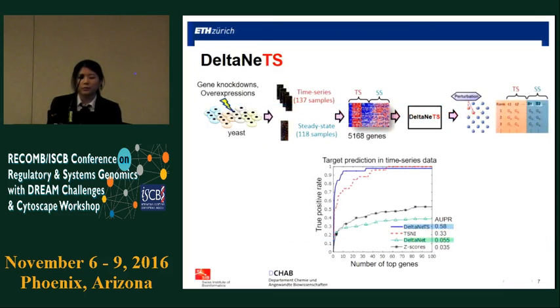We tested this new method on a yeast microarray dataset, which includes more than 100 time series expression samples from gene knockdowns and overexpression experiments. After DeltaNet analysis, we ranked the genes based on the perturbation scores, and we calculated true positives as a function of the number of top genes that we are looking at from the ranked genes. As you can see in this figure, our previous method, DeltaNet, shown in green, performed quite poorly in predicting the targets from time series data, but our new method, DeltaNet, performed the best compared to the other methods.